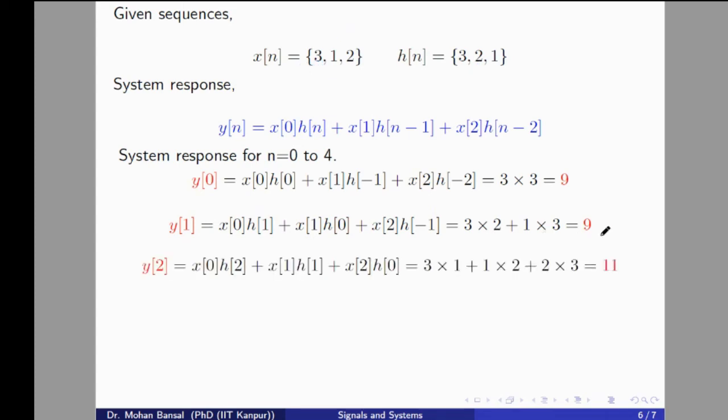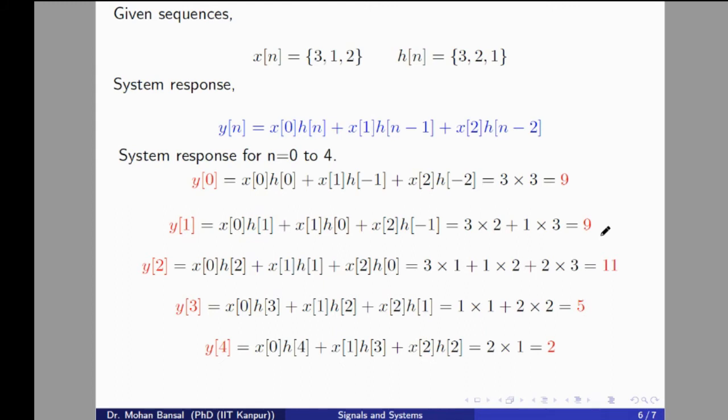We'll compute y2, y3 and y4 also. So here we are getting y0, y1, y2, y3 and y4. If we compute y5, we'll get x0 h5, x1 h4 and x2 h3, and h3, h4, h5 are 0, so we get 0 for n equal to 5. So here we are getting y[n] equal to 9, 9, 11, 5 and 2.